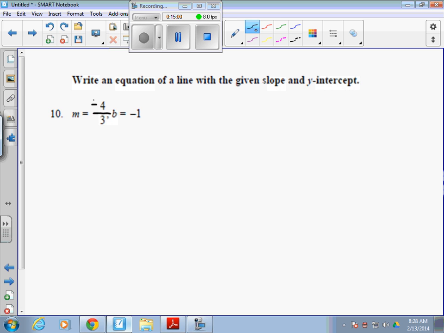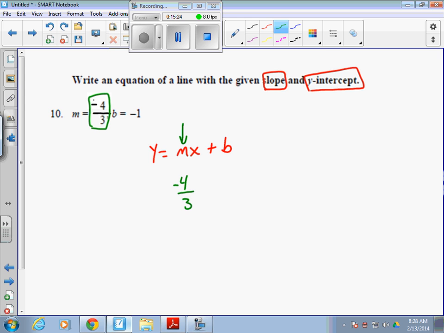Number 10 says write an equation with the given slope and y-intercept. Notice it doesn't tell you what form of an equation to use, but you're given a slope and a y-intercept. So use slope-intercept form. So use y equals mx plus b. Your m value is negative 4/3. So in place of m, plug in negative 4/3. Your y-intercept value is negative 1. So in place of your y-intercept value, plug in negative 1. Everything else stays the same. Y equals mx plus b.